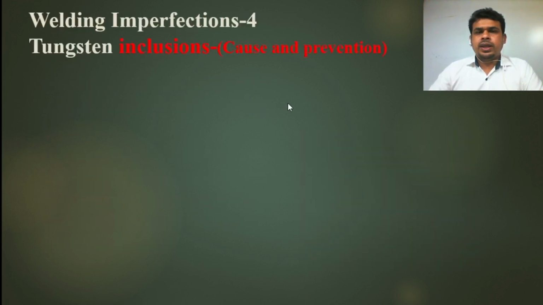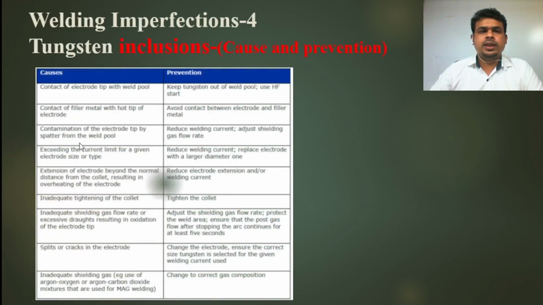So what causes tungsten inclusion and how do we prevent it? Let's see here. First, contact of the electrode tip with the weld pool. When we do the welding, if the tip touches the weld pool, this type of tungsten inclusion can happen. So keep tungsten out of the weld pool, use HF start. When you use it, we must keep the tip far from the weld pool.